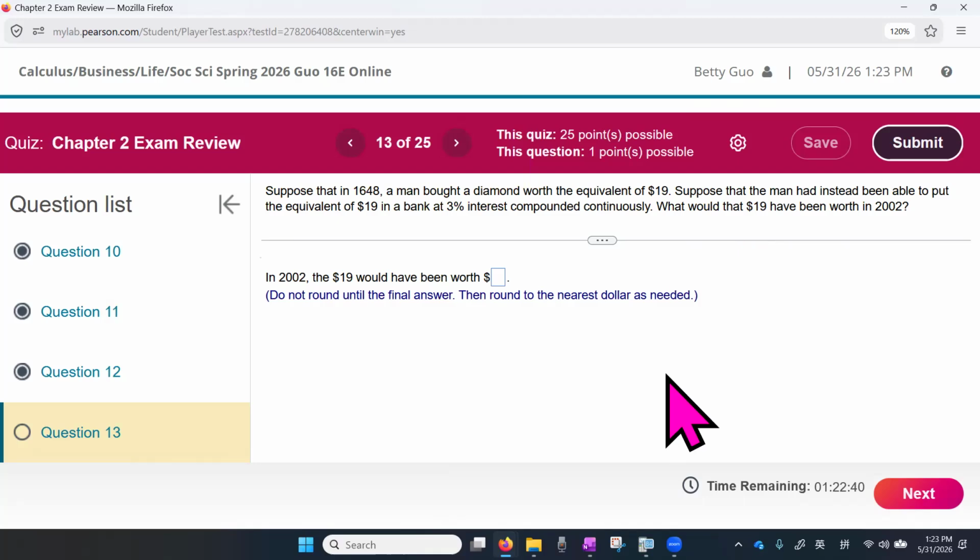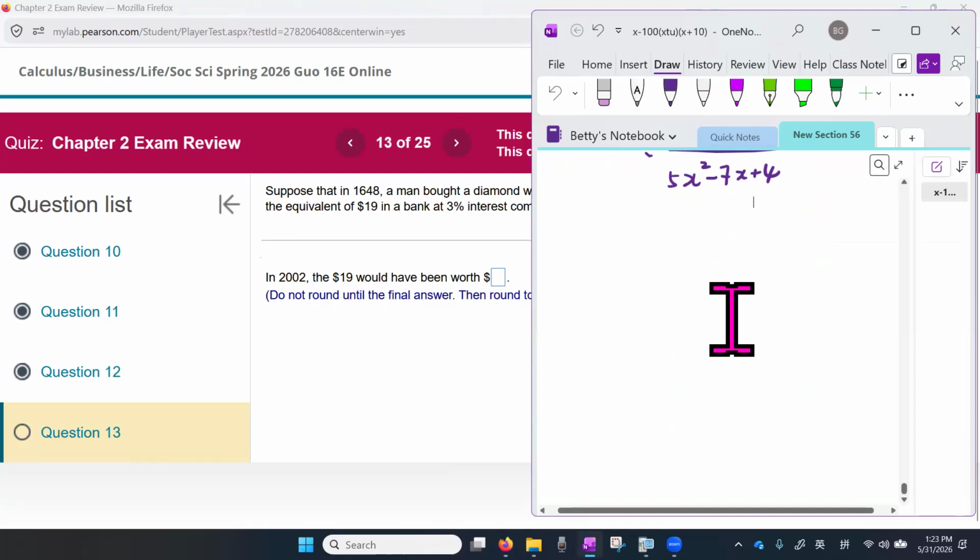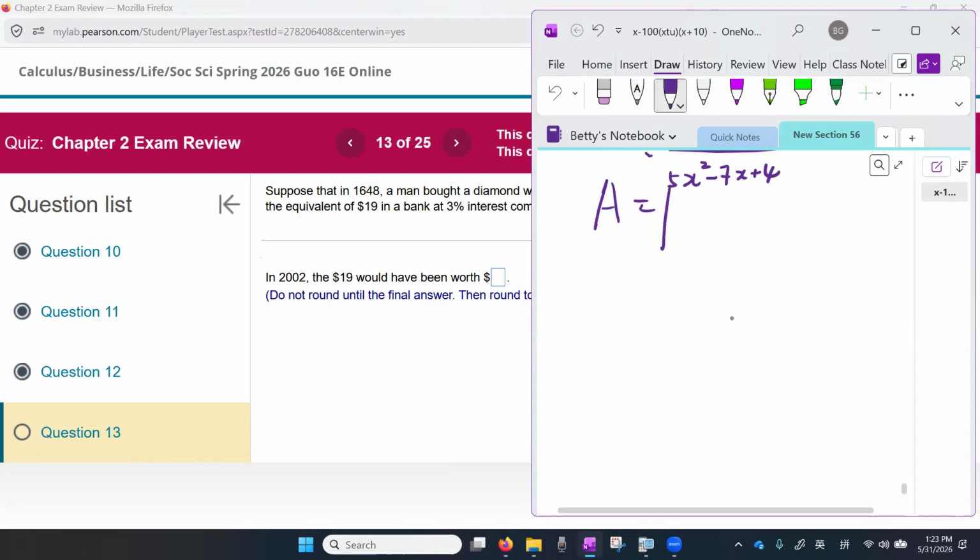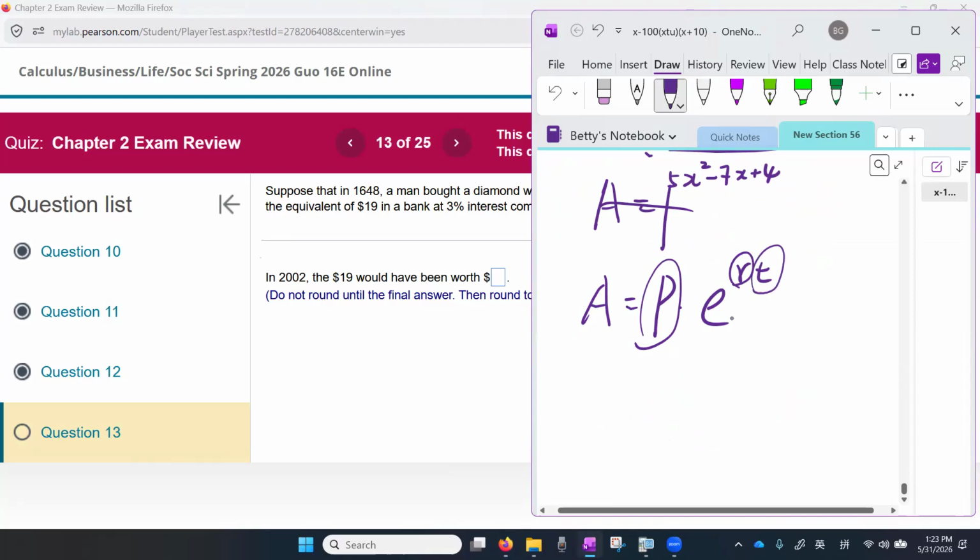Okay, so this is just to find the future value of the investment when the interest is compounded continuously. The formula is A equals P e to the power RT. The original investment, in this case, is $19. R is our annual interest rate, T is the number of years, and A is the accumulated balance, the future value. So here we need to figure out the number of years.